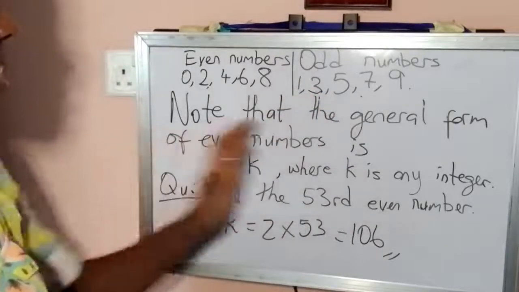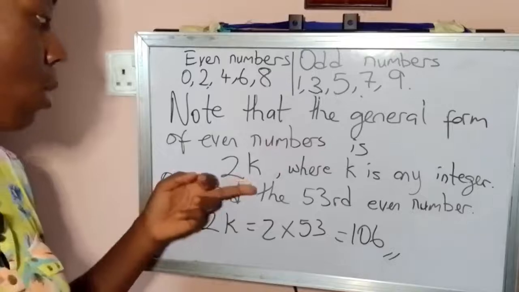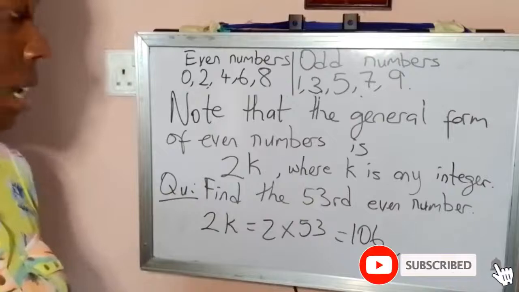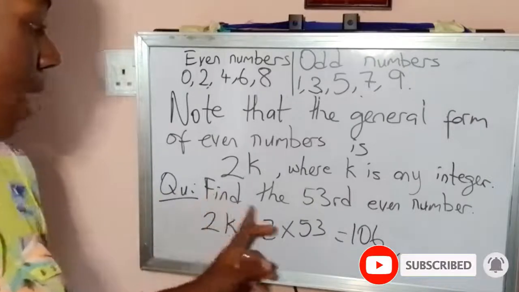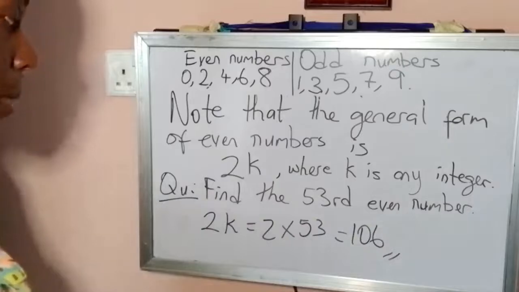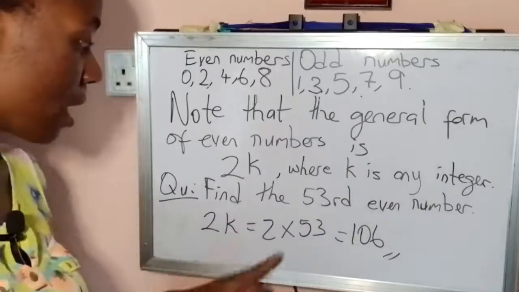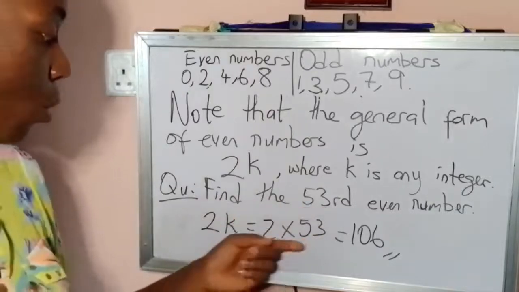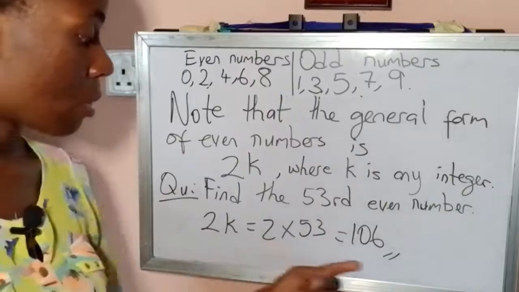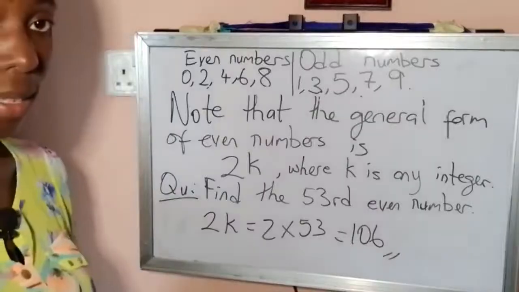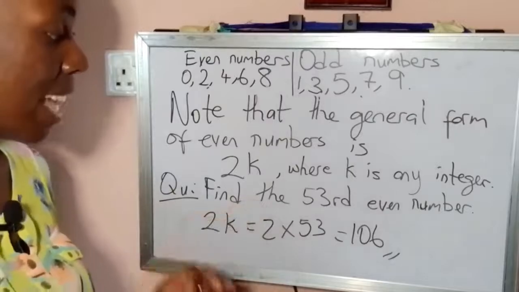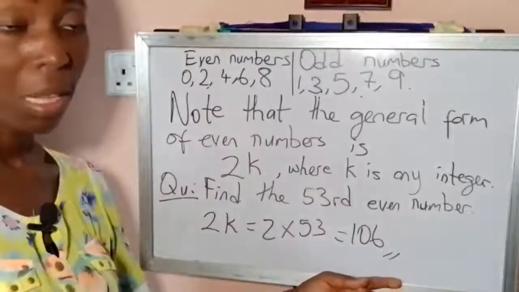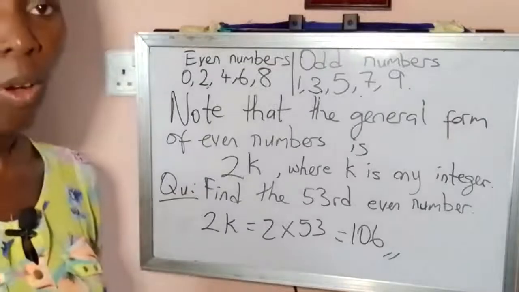Now I also told you that the general form of even numbers is 2k, where k is any integer at all. Now from a question we have seen here, find the 53rd even number. In place of your k, you put the required position. So you have 2 times 53, which we got as 106. So the 53rd even number is 106. You want to try it out? You can try it out and see if we're correct or wrong.